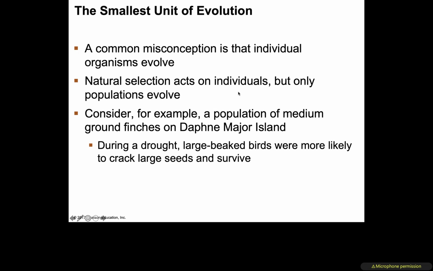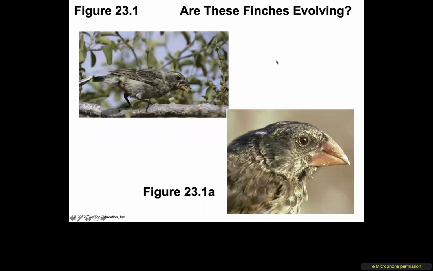So, for example, a population of medium ground finches on Daphne Minor Island. During a drought, large beaked birds were more likely to crack large seeds and survive. When you look here, they were large seed eaters. And so the question is, are the finches evolving?